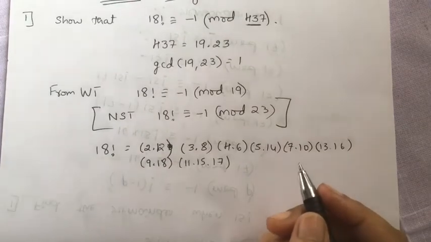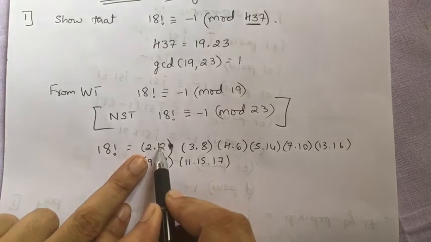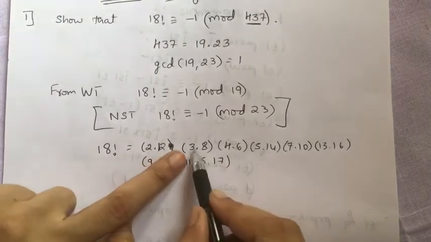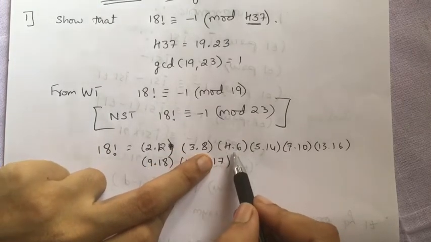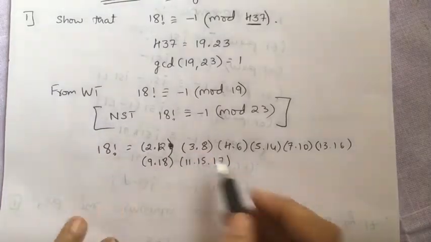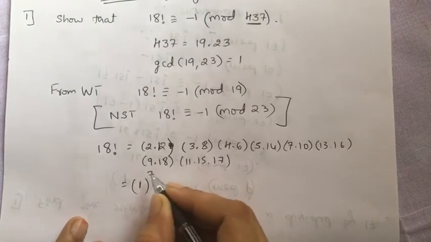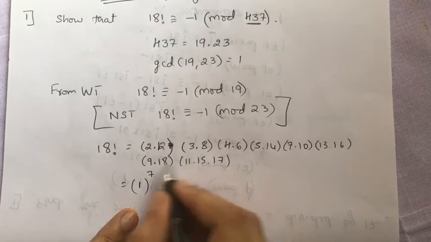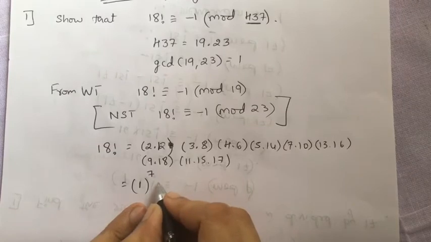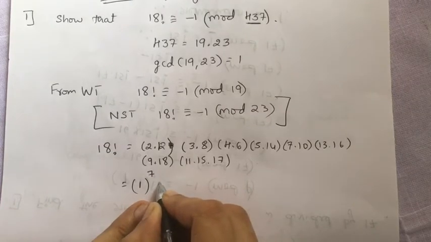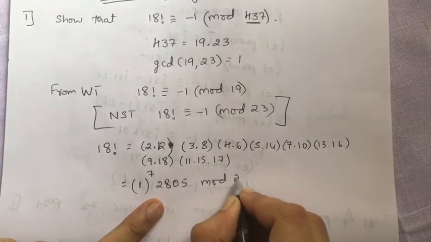Now you observe this is 24, which is congruent to 1 mod 23. This is 24, congruent to 1 mod 23. So again, this you can observe, and you can check it out. This is nothing but 1 to the power 7 into this product. This is also congruent to 1 mod 23. Therefore, this product is 2805. I have already calculated, so I'm writing directly.